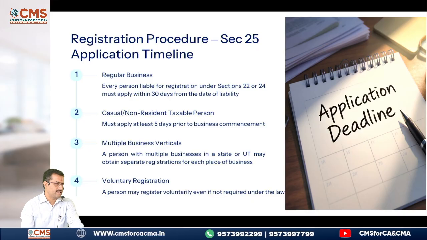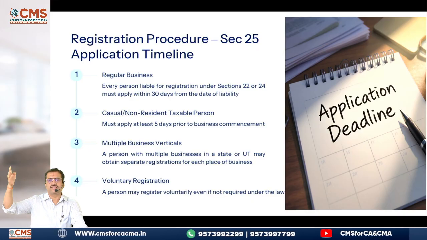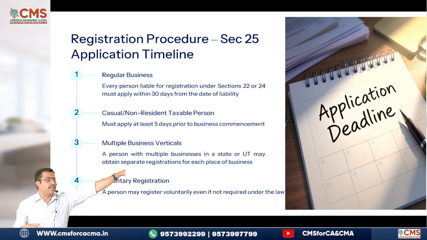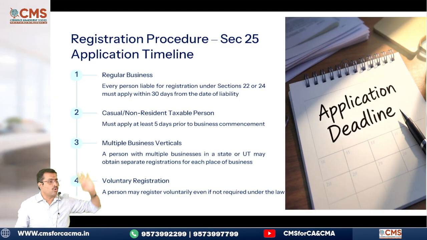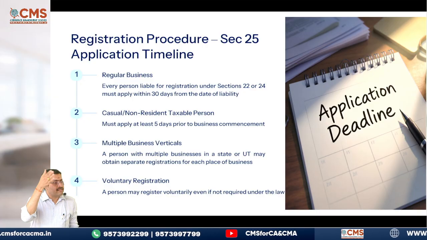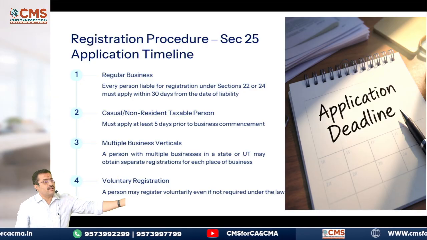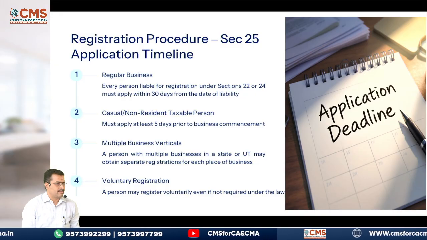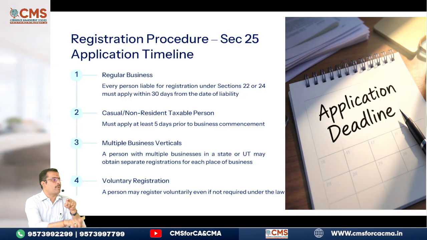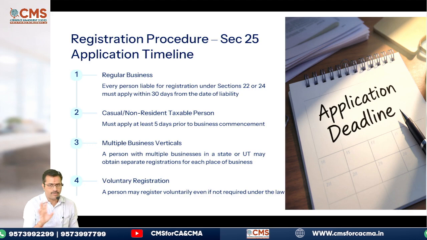Multiple businesses, that is, if a person is having multiple businesses in every state. For example, I am running an oil business, I am also doing a detergent soap business. Now what should I do? I can take separate registration for the oil business, separate registration for the detergent business. Are you clear? Or in one registration itself, I can add multiple products and take the registration. There's no problem at all.